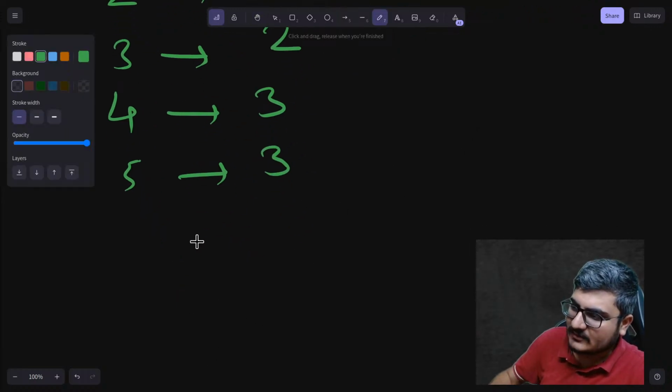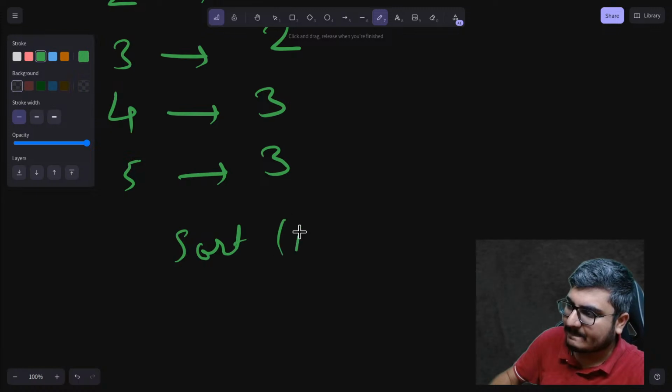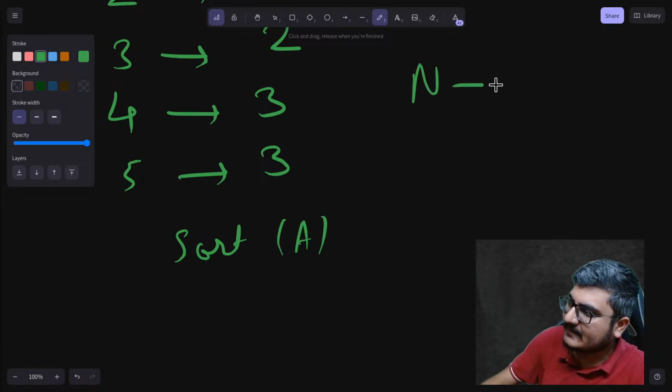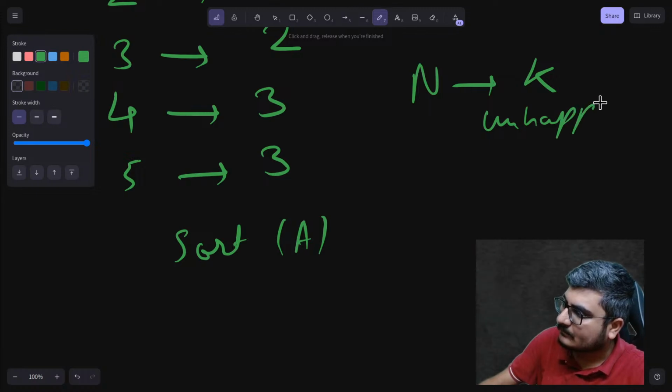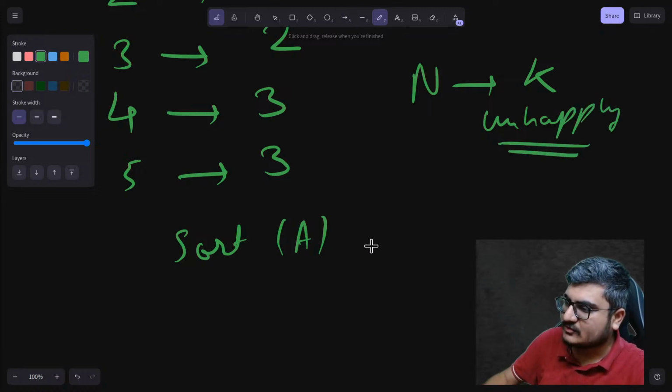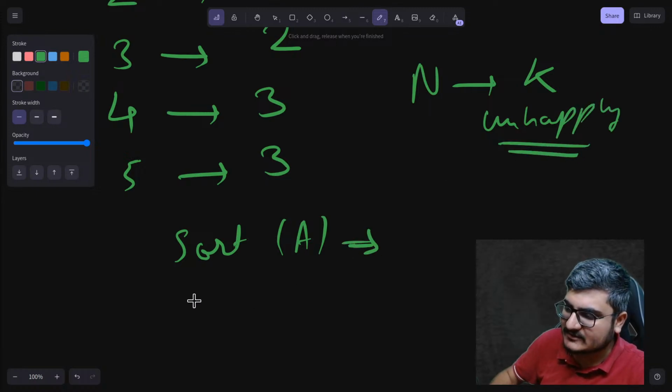So if we sort all Ai, let's say we have n people and we want k unhappy people. So let's sort Ai and look at the kth smallest number.